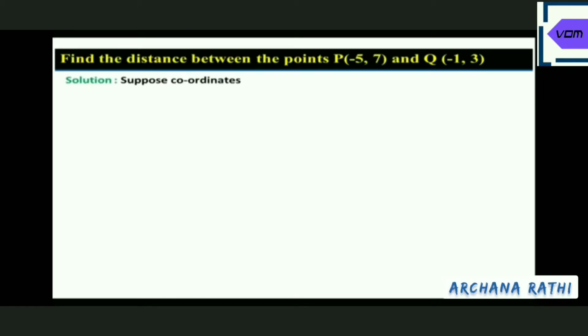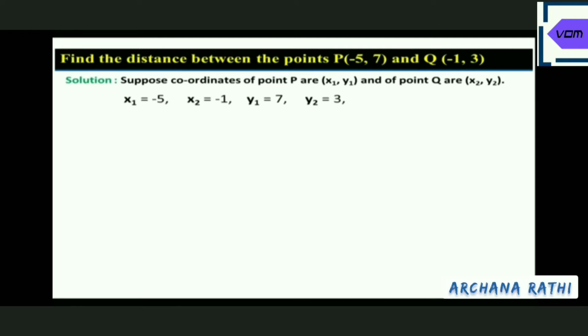Now let us denote point P as x1, y1 and point Q as x2, y2. Therefore, x1 is equal to -5, x2 is equal to -1, y1 is equal to 7 and y2 is equal to 3. Now write down the formula, that is distance PQ is equal to under root (x2 minus x1) square plus (y2 minus y1) square.